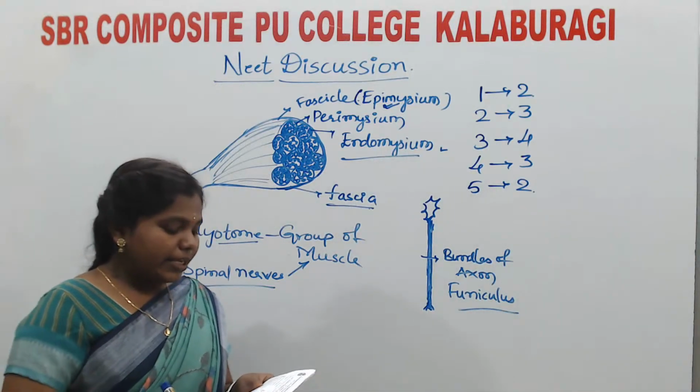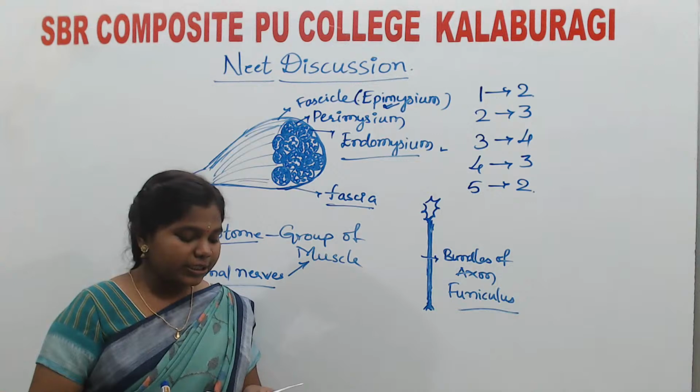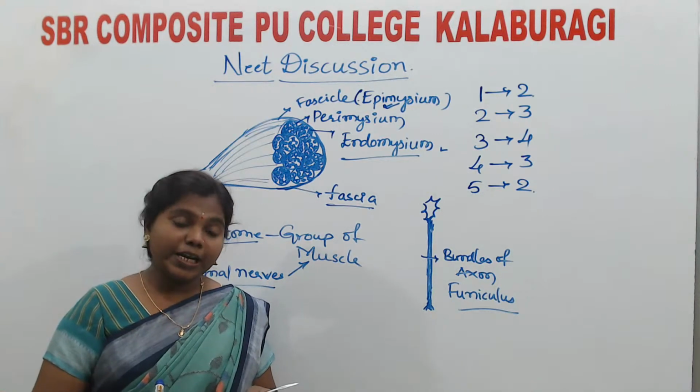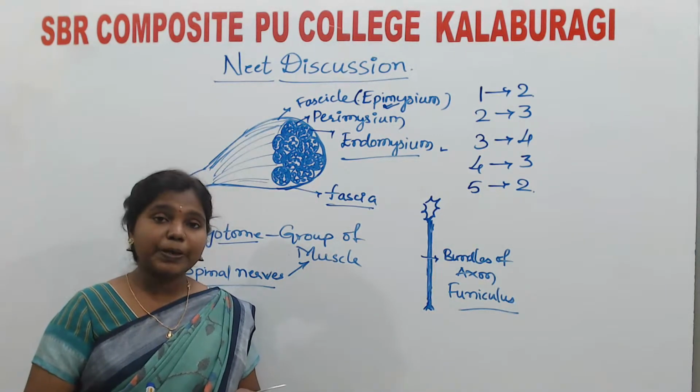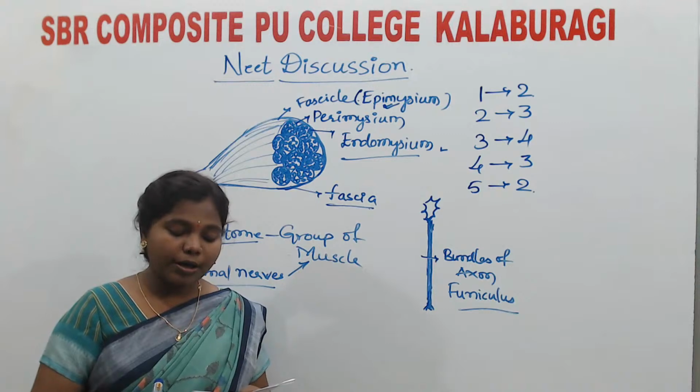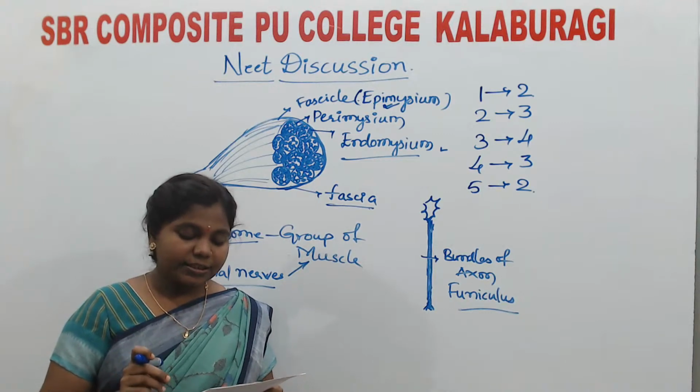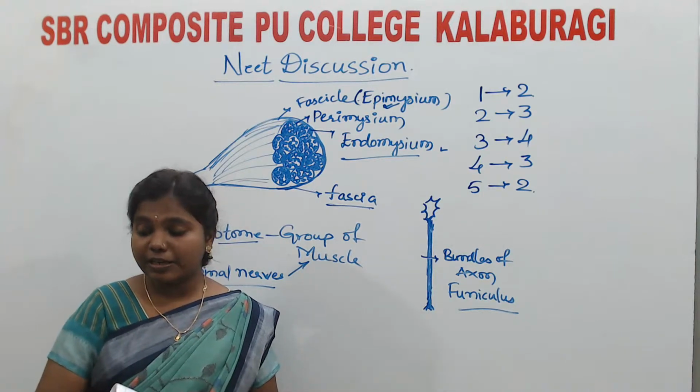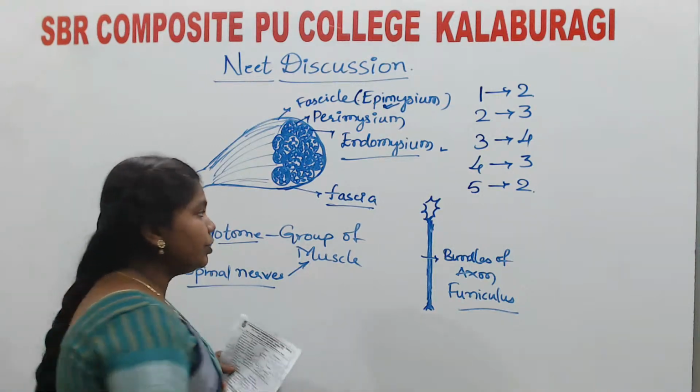Okay. Next, we'll go with the sixth question. The sixth question is: if a connective tissue layer extends beyond muscle, like a cord or sheet, they are called respectively. Here they are asking about the connective tissue.